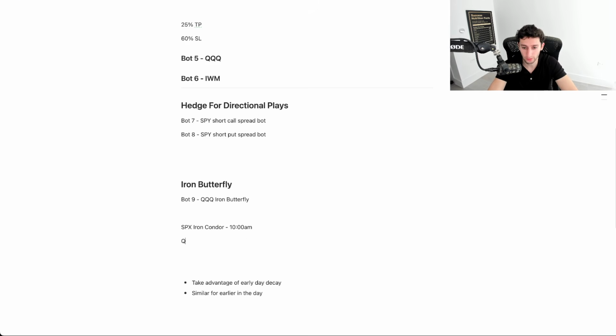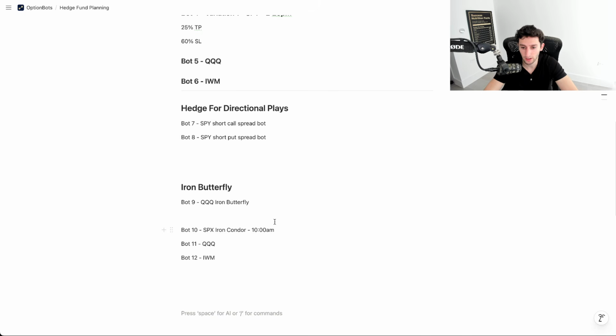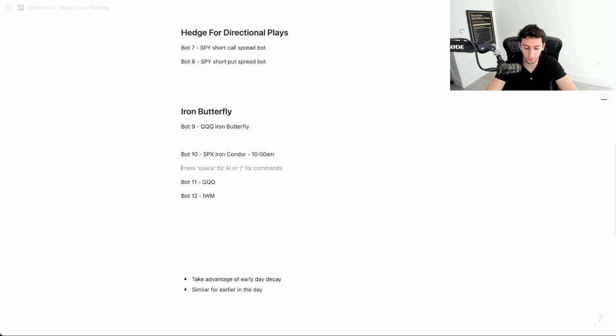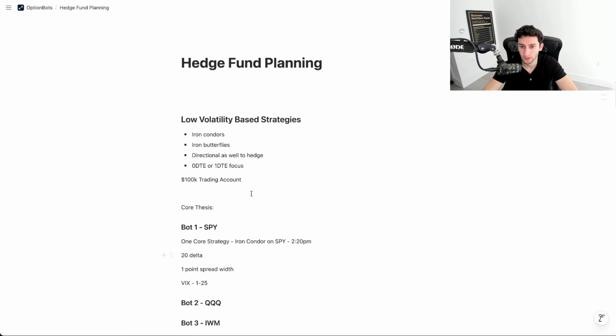Now, again, we can add this across QQQ. We can add this across IWM. That's going to get us bot 10, bot 11, and then bot 12. Beautiful. And there we go. We have basically our 12 bot portfolio here. Okay, and just to have the context or the notes here, this one was a 0.1 delta, 10 point width. We'll go with 100% take profit, try and let those expire. We'll go with a 200% stop loss in case those do end up failing.